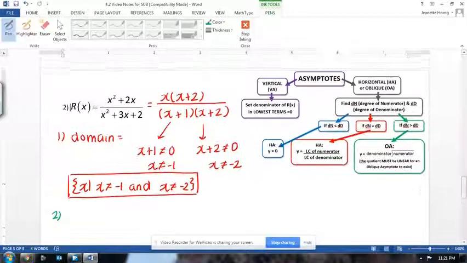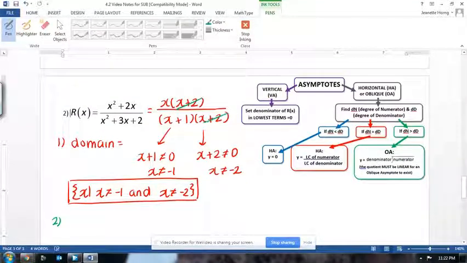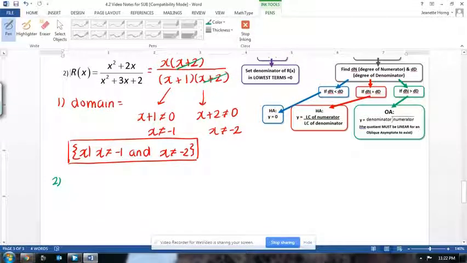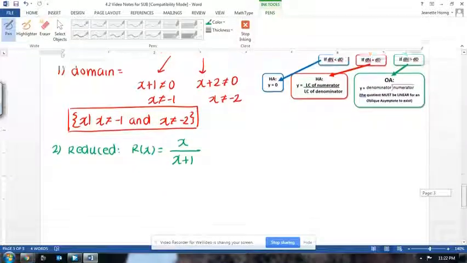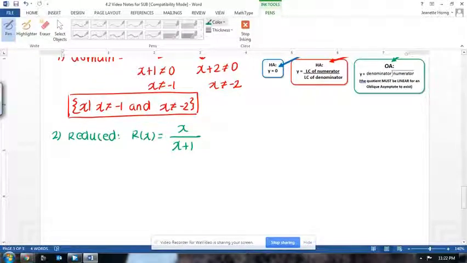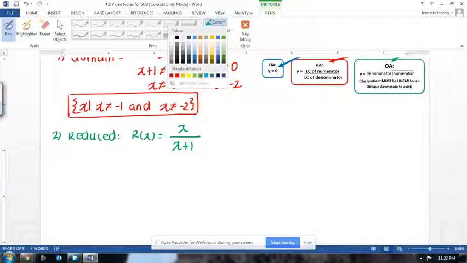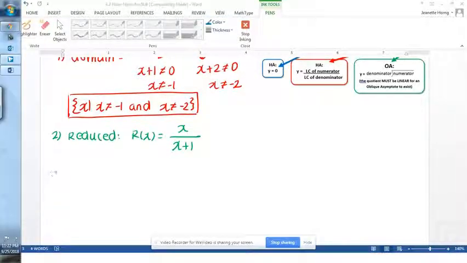So this is the time now that I can reduce out the x plus 2's because that is a common factor. My reduced form of r of x is going to be x over x plus 1. Now technically this isn't what r of x equals. This is the reduced form of r of x. So our graph very much mimics what x over x plus 1 looks like. It just has a few little differences that we're going to talk about.